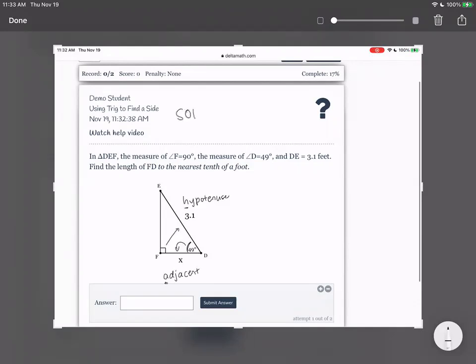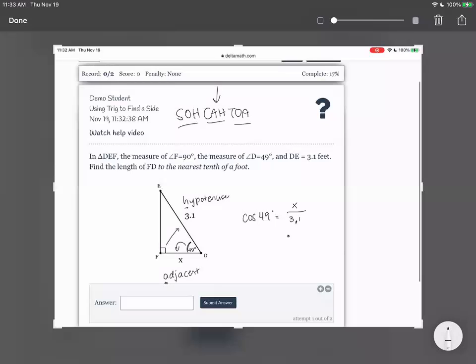So out of the SOH CAH TOA, which one of these uses adjacent and hypotenuse would be the CAH because it has the A and the H. So CAH. CAH stands for cosine. So cosine of 49 degrees is equal to adjacent over hypotenuse. So cosine 49 is equal to x over 3.1. This is the case where x is being divided by 3.1. X is on the top.